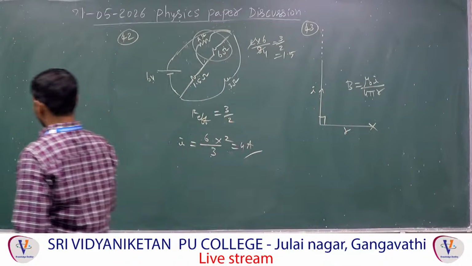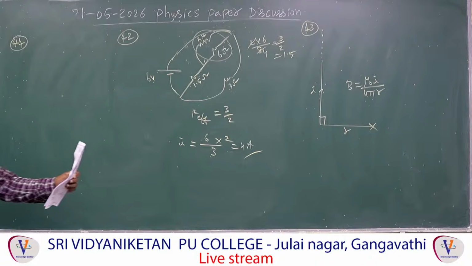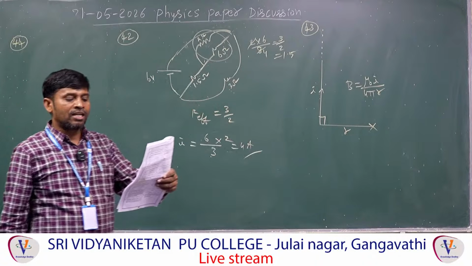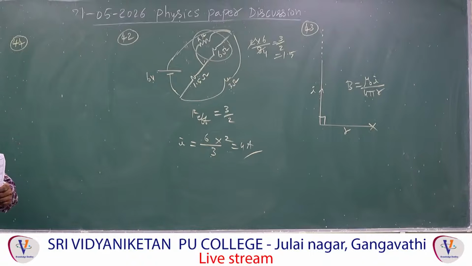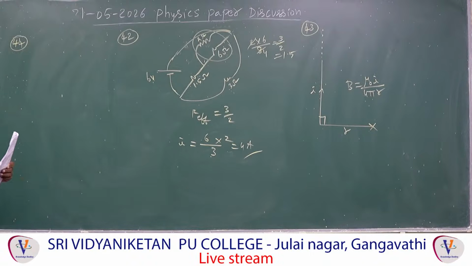44. For a given distance from a current element, the magnetic induction is maximum at an angle with respect to the axis of the current carrying conductor. What is that angle? What is the Biot-Savart law?